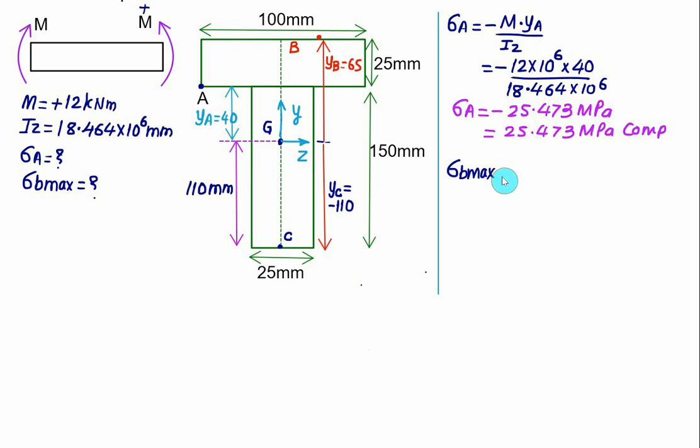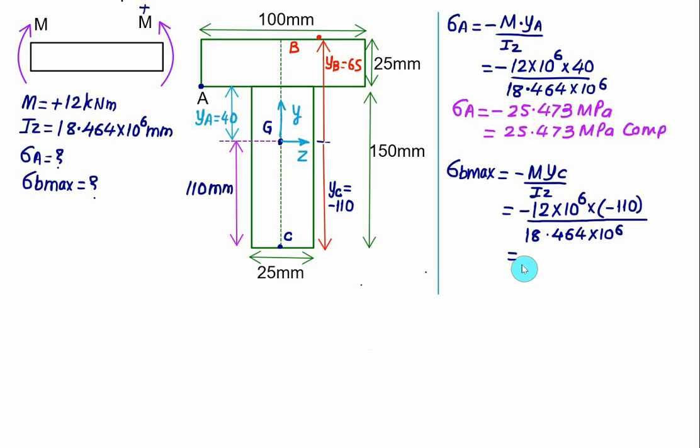So we have sigma B maximum equal to minus M into YC divided by Iz. So we have minus M, which is 12 into 10 to the power 6, times YC, which is a negative value, minus 110, divided by Iz, which is 18.464 into 10 to the power 6. So minus and minus become positive, and we get a positive answer, approximately equal to 70.8 megapascal. Since the answer is positive, the nature of the stress is tension. So the maximum stress in this case is 70.8.